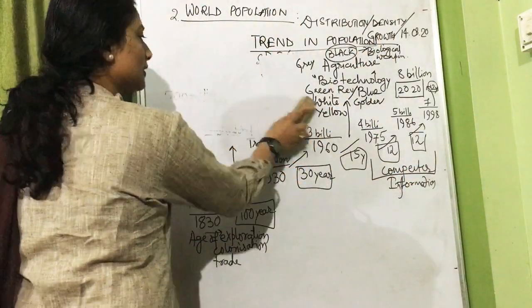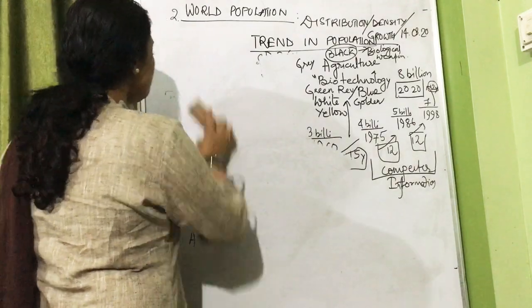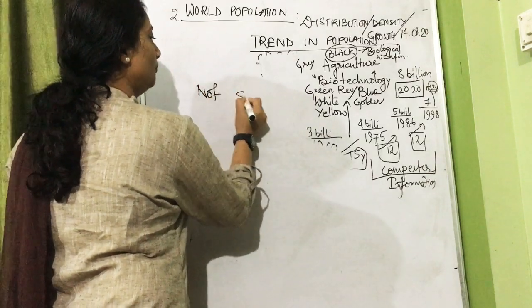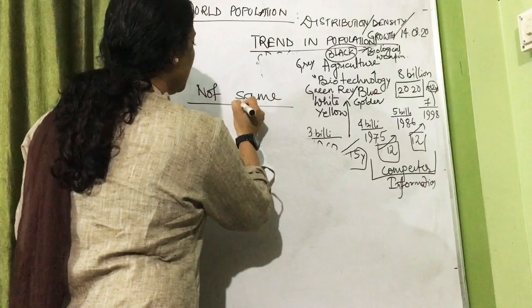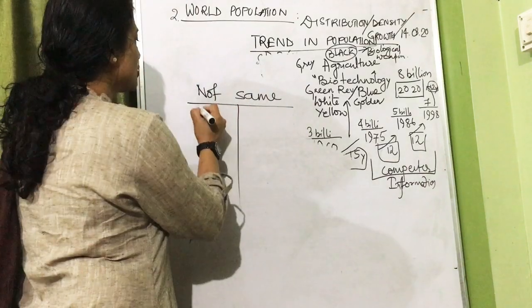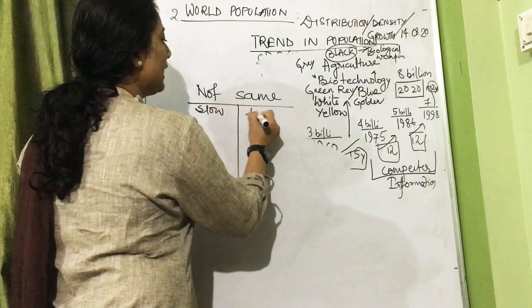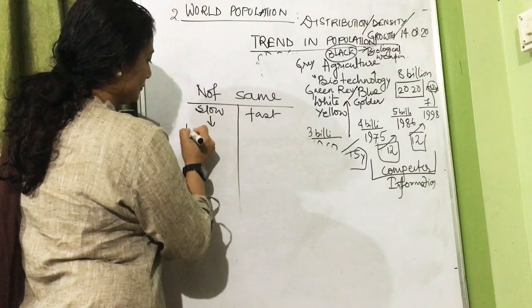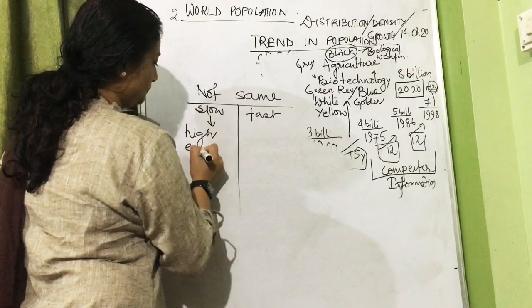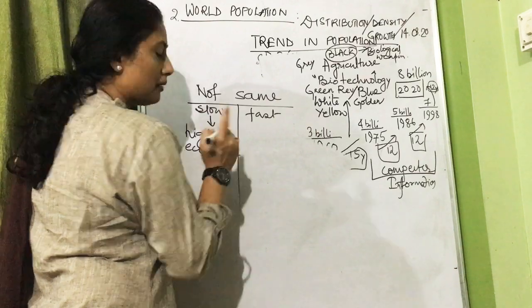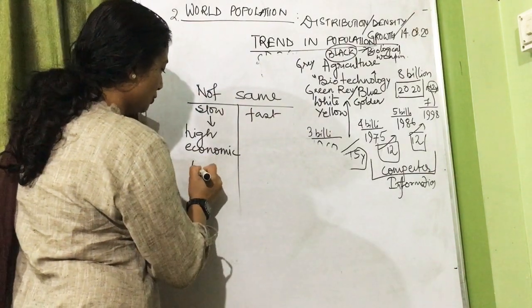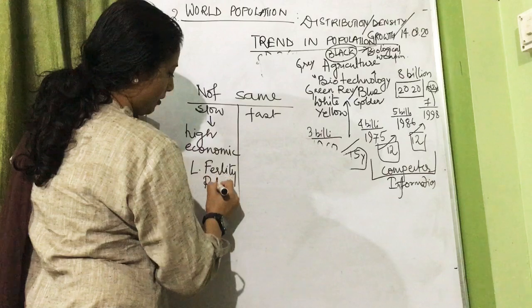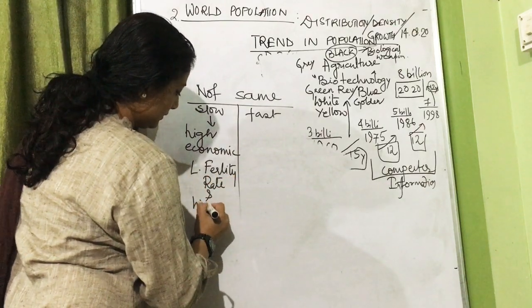One very interesting thing, I think you must have noted it, is that this doubling rate of population is not the same everywhere. It can be divided. The doubling rate of population is very slow in some places, and in some places it is very fast. In places which have high economic development, the doubling rate is extremely slow because of low fertility rate and high urbanization.